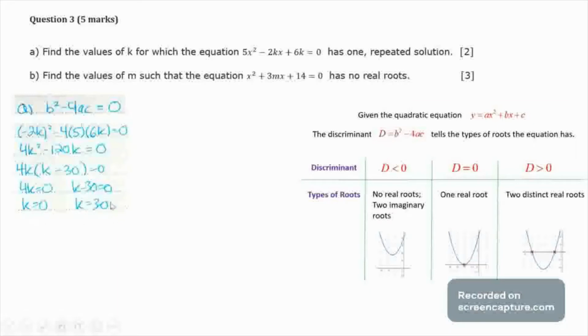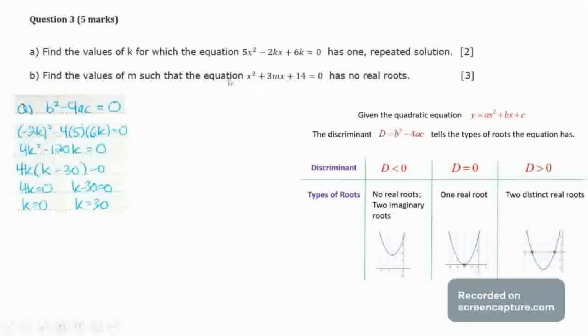So when k is 0 and when k is 30, if you put a 0 or 30 in here for k, you would have a parabola with one repeated solution. That means a parabola with its vertex right on the axis here. All right, let's try B.